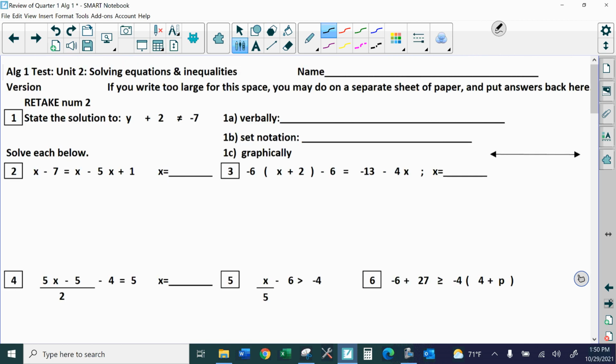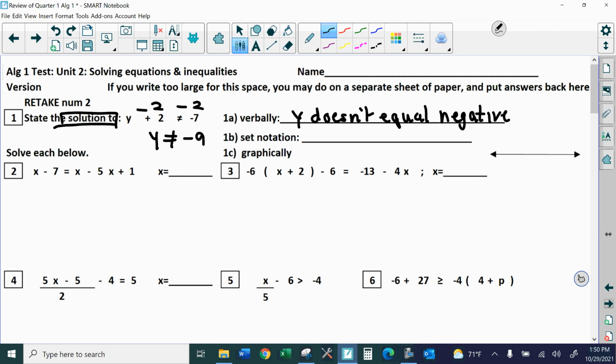Now we go to test 2 here. Okay, first one says state the solution to. It doesn't say state what that says. Several of you were stating what that says. So state the solution. Solution is subtract 2 across, and I get y doesn't equal negative 9. So I write that down. Y doesn't equal negative 9.